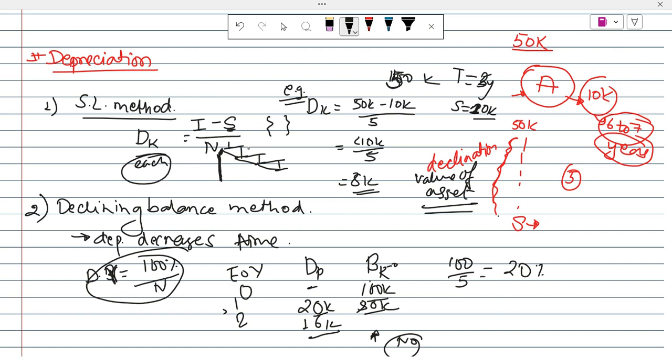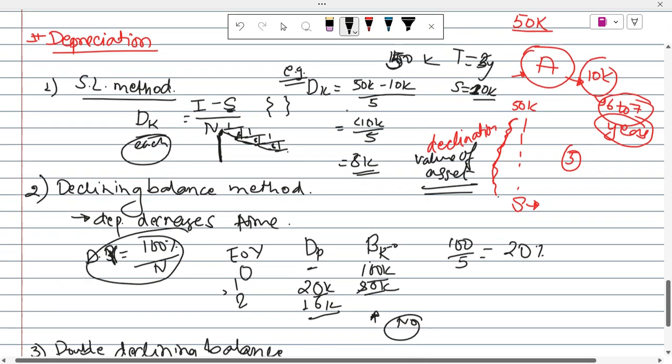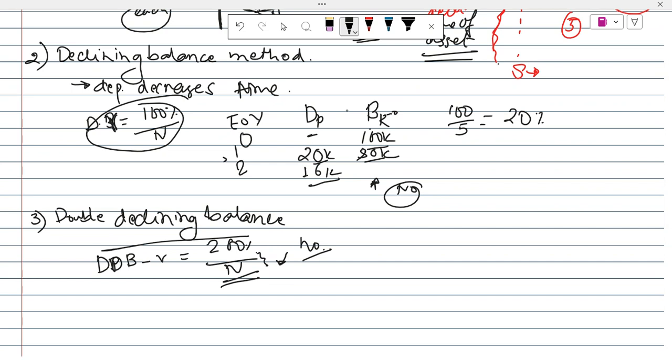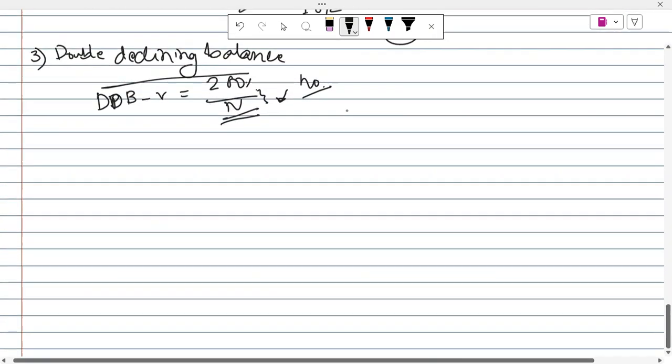This is 1 year, 1 year, 1 year. This is 8k, 8k, 8k. Here the slope of this line is the same, so it is known as the straight line method. So I was just trying to prove why it is a straight line method. These are all about depreciation, simple techniques of evaluating depreciation.